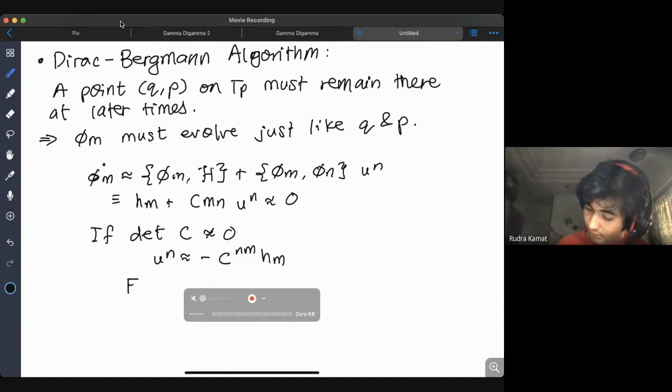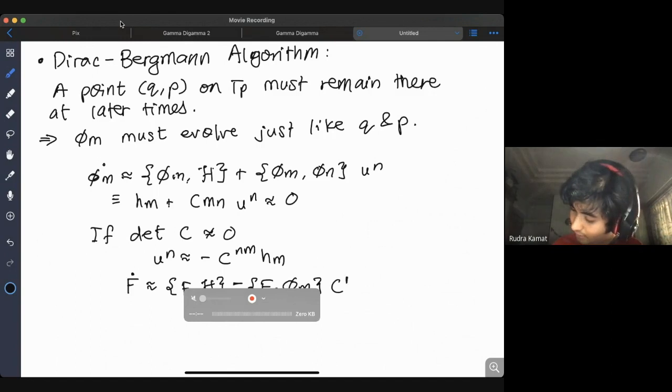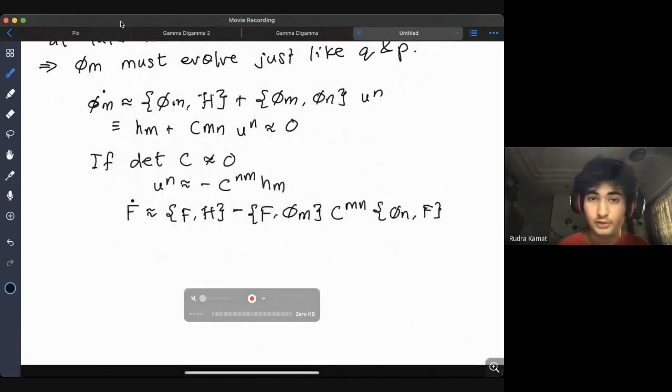And then the evolution of any observable F will be the Poisson bracket with H minus the Poisson bracket of F with phi M, times CMN, times the Poisson bracket of phi n with F, because we could solve for the multiplier UN. This is a really good case. We like this. It really helps simplify lots of things.